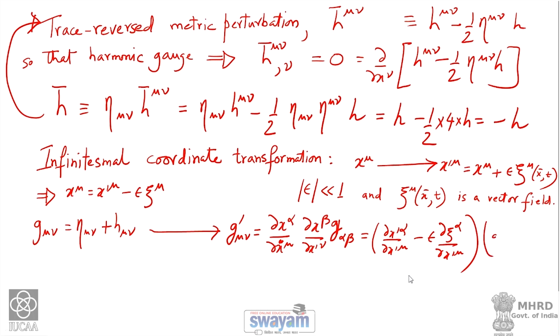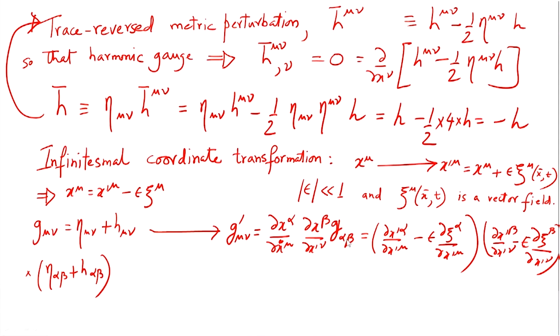multiplied by del x prime beta by del x prime nu minus epsilon del xi beta by del x prime nu, multiplied by g alpha beta. g alpha beta is eta alpha beta plus h alpha beta. Now, note that because x prime alpha is also a valid coordinate system, del x prime alpha by del x prime mu will be Kronecker delta alpha mu. Why?